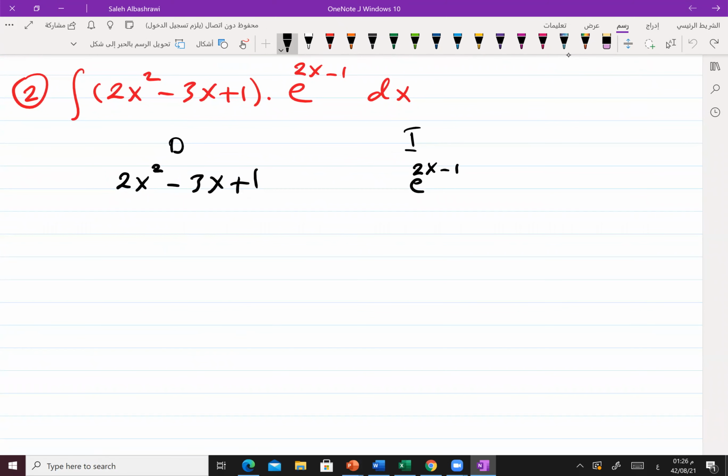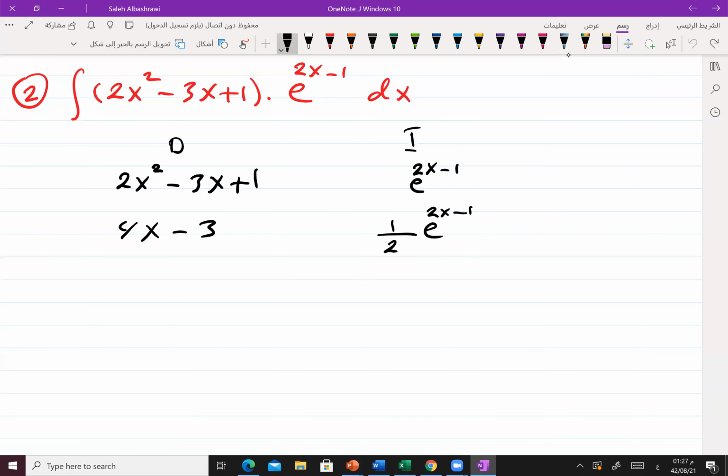So the derivative will be 4x minus 3. The integral of e to power 2x minus 1 will be 1 over 2 e to power 2x minus 1. You can do this by integration by substitution.